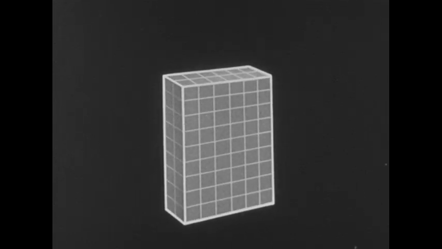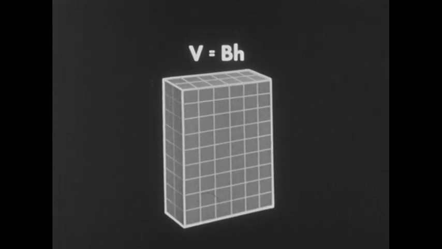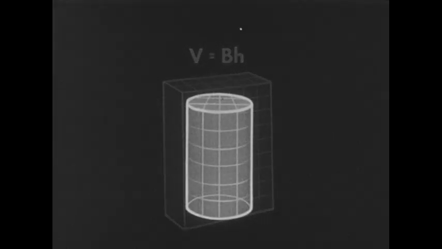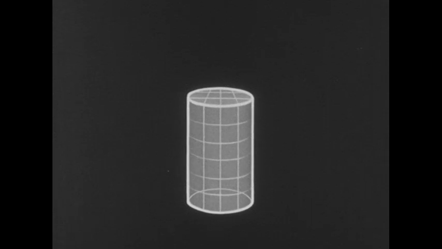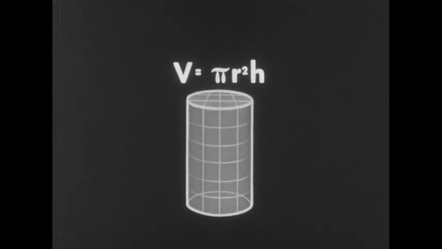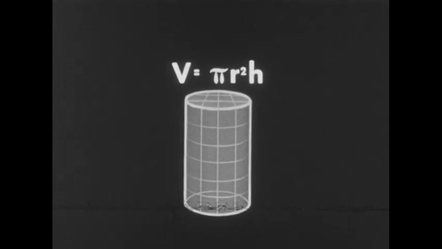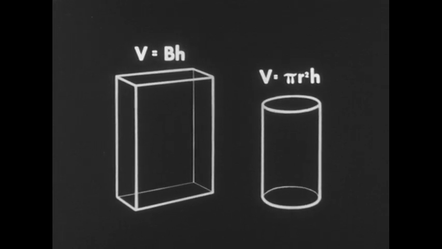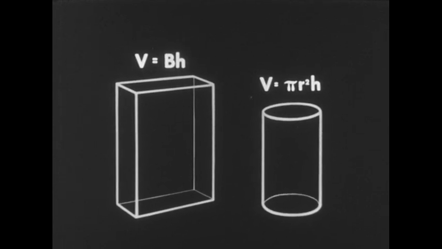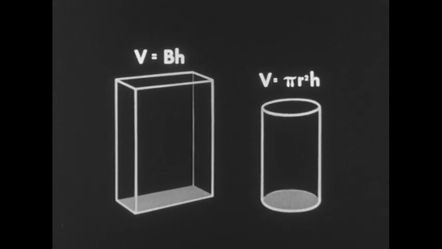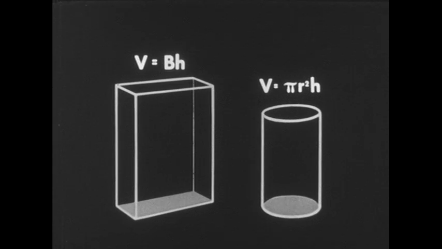In a prism, the number of cubic units is computed with the formula V equals BH. The volume of a cylinder is obtained with the formula V equals pi r squared h. In each formula, the same principle is applied. The volume of either the prism or the cylinder is equal to the product of the number of area units in its base times the number of linear units in its height.